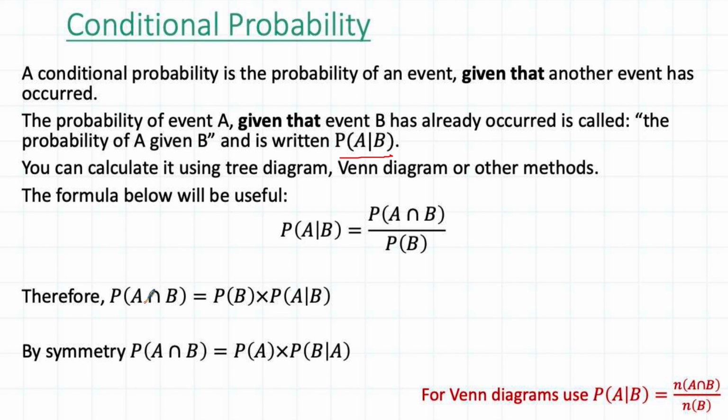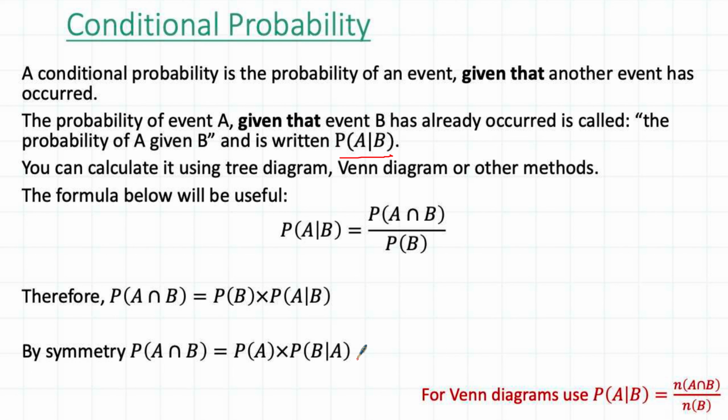By rearranging this, we can also rewrite the probability of A intersect B as the probability of B times the probability of A given B. So this is another way to find the intersection of two events. This has nothing to do with independent events. It's a general formula that you can use.